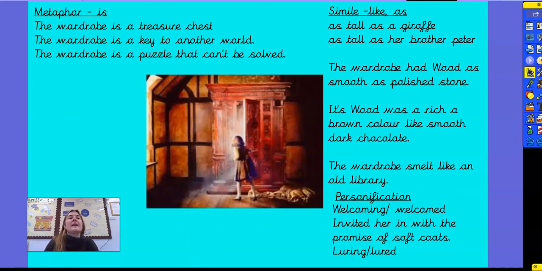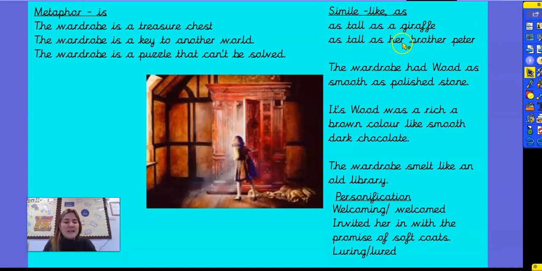So you might be trying to say one thing. You might try like I tried to say, the wardrobe is really confusing. What do I know that it is confusing? I'm doing a puzzle at the moment and I don't understand it. The wardrobe is a puzzle that can't be solved. So see if you can link anything from everyday life to make a metaphor.